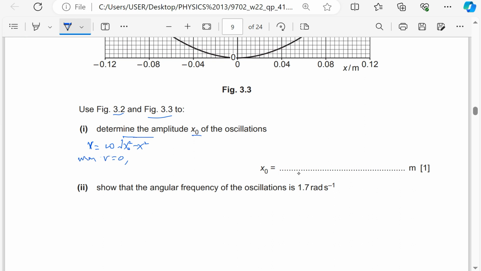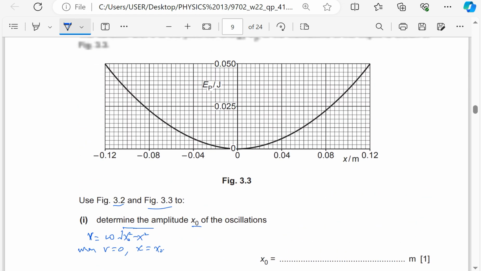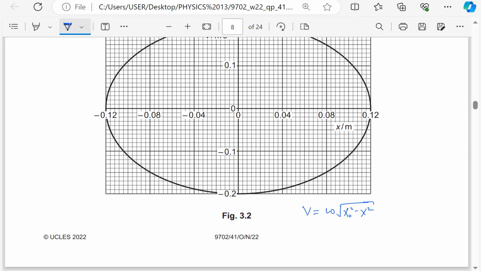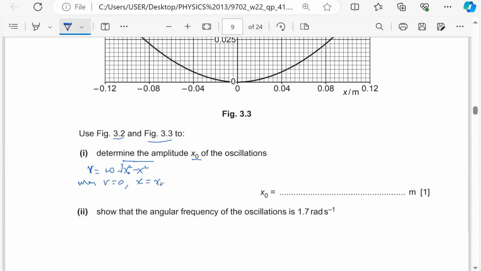When v equals 0, x is equal to x naught. I'll check from the graph. When v equals 0, x is equal to x naught. So the displacement, v equal to 0 along the x-axis, is this point here. It means the displacement is going to be equal to 0.12. The units given there are in meters, so this is going to be 0.12 meters.